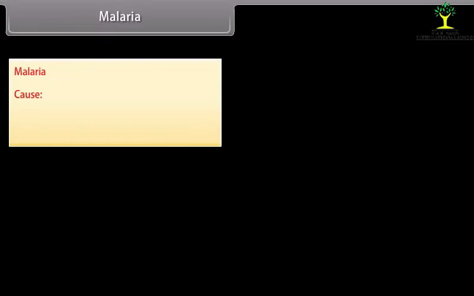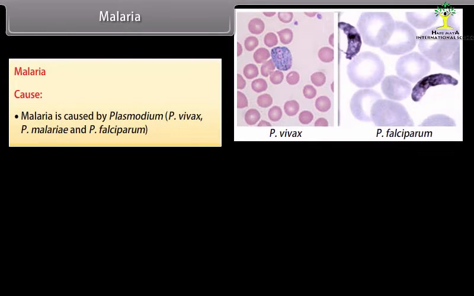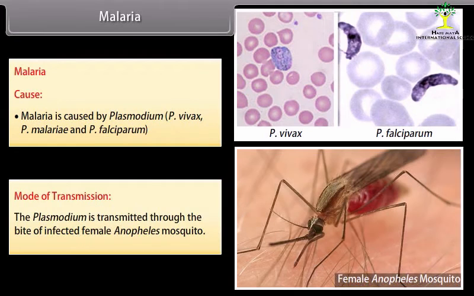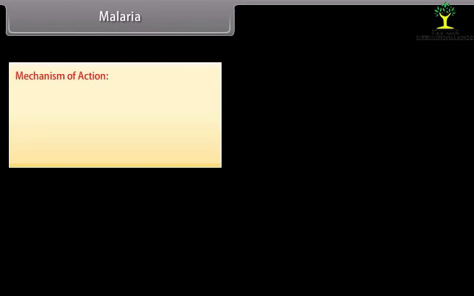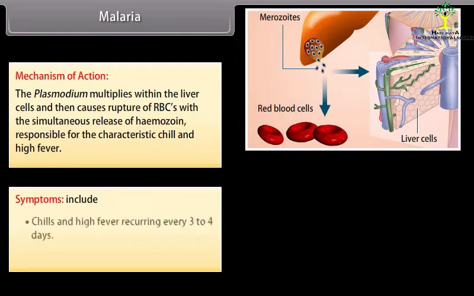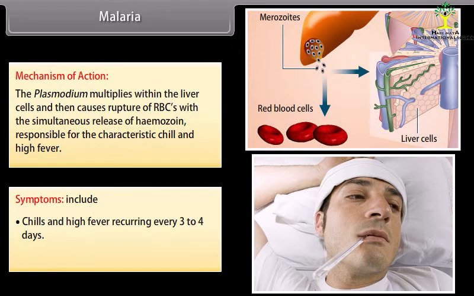Malaria. Cause. Malaria is caused by Plasmodium, P. vivax, P. malariae and P. falciparum. Mode of transmission. The Plasmodium is transmitted through the bite of infected female Anopheles mosquito. Mechanism of action. The Plasmodium multiplies within the liver cells and then causes rupture of RBCs with the simultaneous release of hemozoin responsible for the characteristic chill and high fever. Symptoms include chills and high fever recurring every 3 to 4 days. Fatigue.